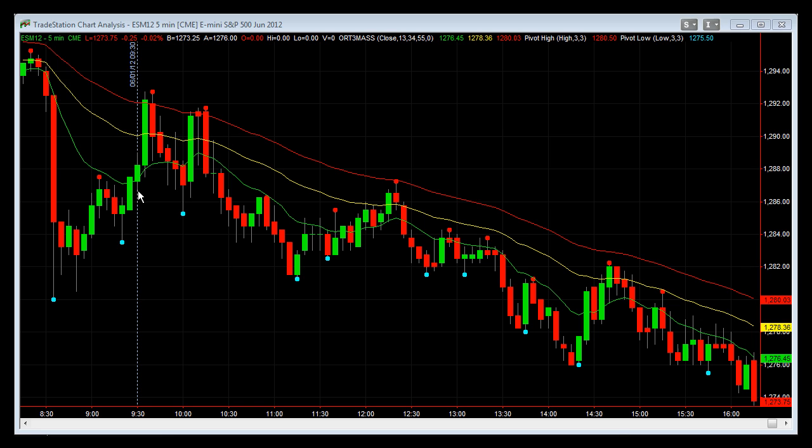So as price opens, you can tell this dotted line right here is the last bar of the pre-market, and this very next bar, this big green bar, that's the first 5-minute bar of the day. The market opens and it pushes up, right up to the slow moving average line, the red line.